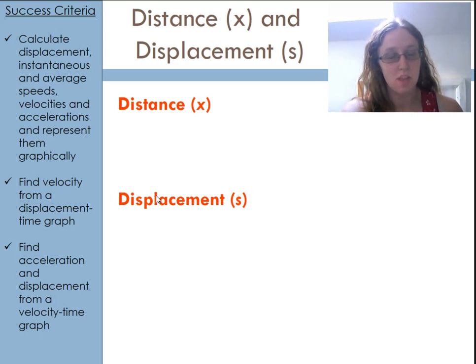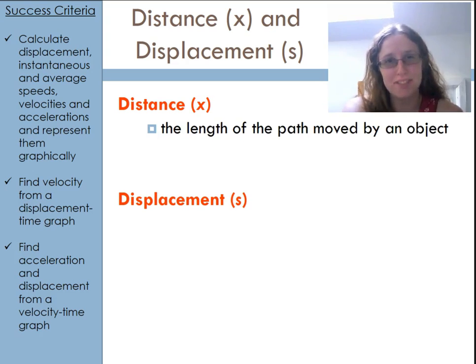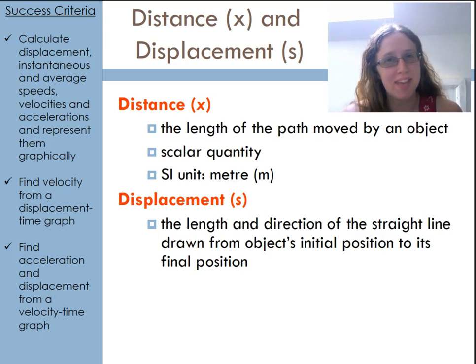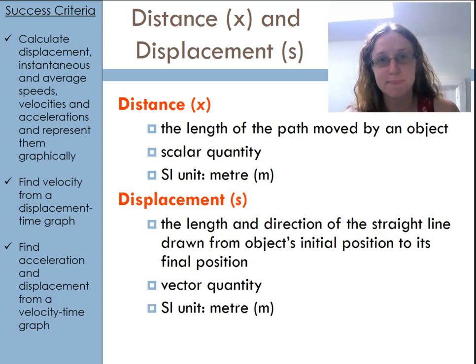Anyway, we'll start with distance. Hopefully you know a little bit about these two terms, but I just want to be sure that we've got them really firmly in our heads. Distance is just the length of the path that the object has moved. It's a scalar quantity and it's measured in meters. Displacement is to do with how far away an object is from its starting point and the direction in which it is away as well. It's kind of like the crow flies distance. So it's just the straight line distance between the two, and we do care about the direction. Finally, it is a vector quantity and it is measured in meters.